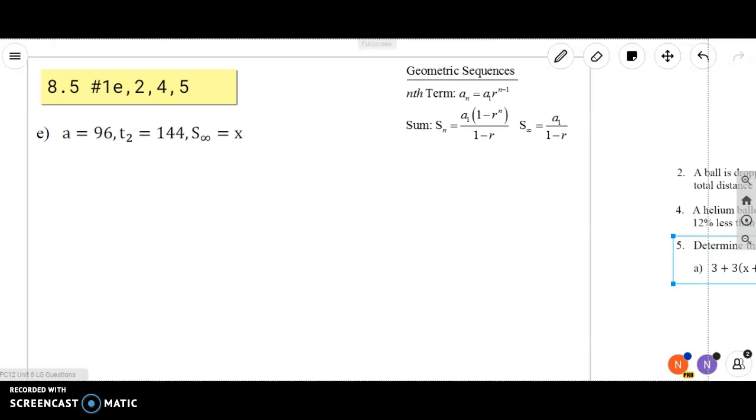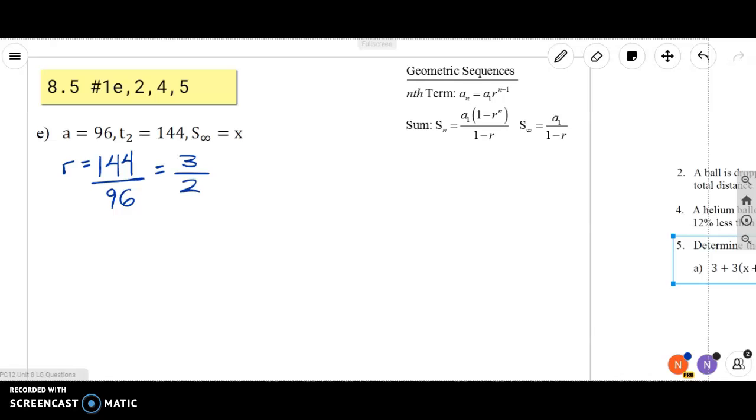Now the first thing we need for this is our r value, so I'm going to go ahead and find that. Since I have t2 and t1, my r value will be equal to t2 over t1. 144 over 96, and we can reduce that to 3 over 2.